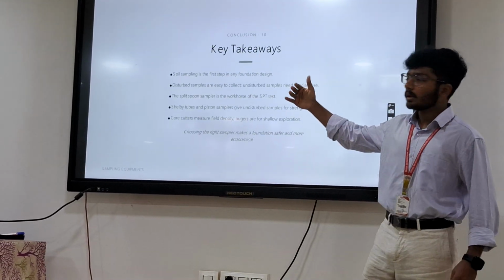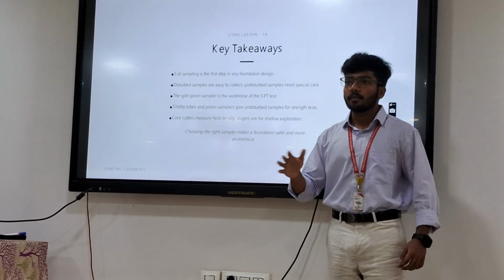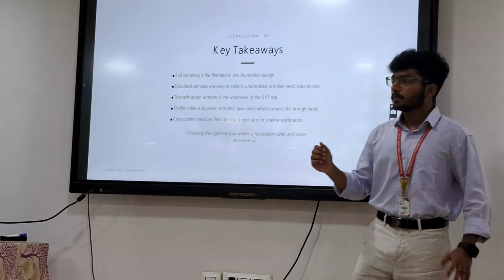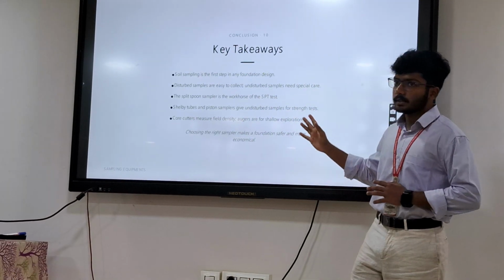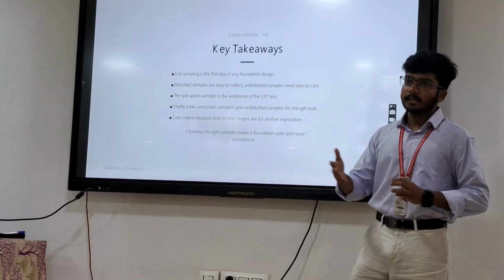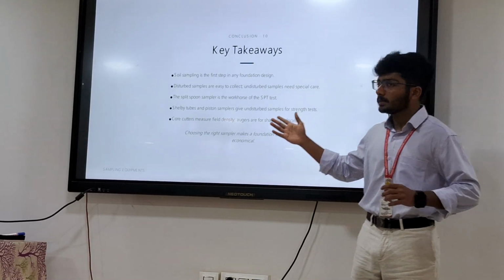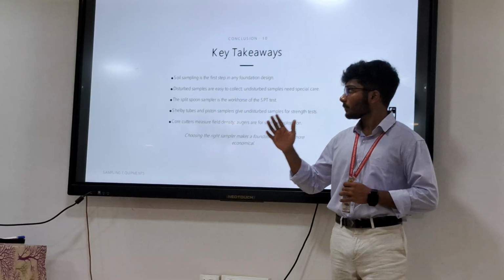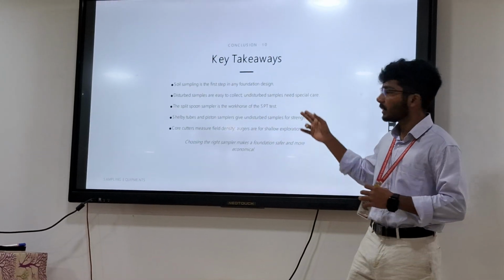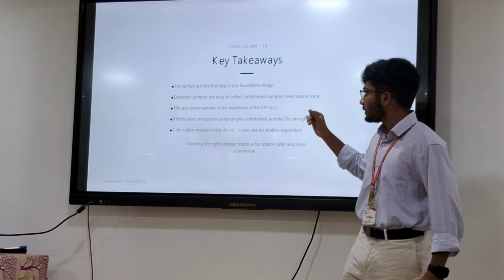In conclusion, without soil sampling, foundation would never happen, and sites would definitely require foundation design. Disturbed samples are easy to collect and cheaper to collect, whereas undisturbed are a little harder to collect, and we can determine multiple tests with them.